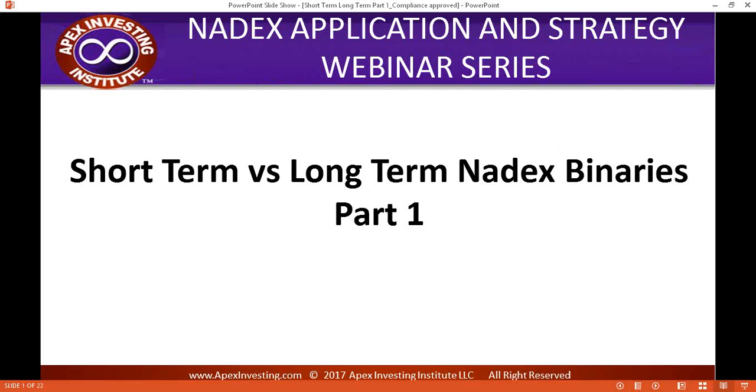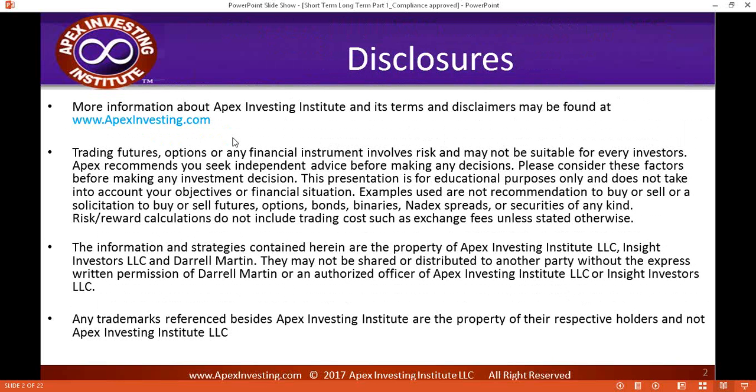One thing that might be an issue is that you're choosing the wrong binary. You're choosing an out of the money binary when you should be choosing an in the money one, or vice versa. So one of the keys is choosing the right binary strike. But another key is choosing the right expiration, short-term versus long-term. So we're adding those two pieces this week and next week to help complete the whole picture. So let's get our disclosures knocked out so we can jump right into this.